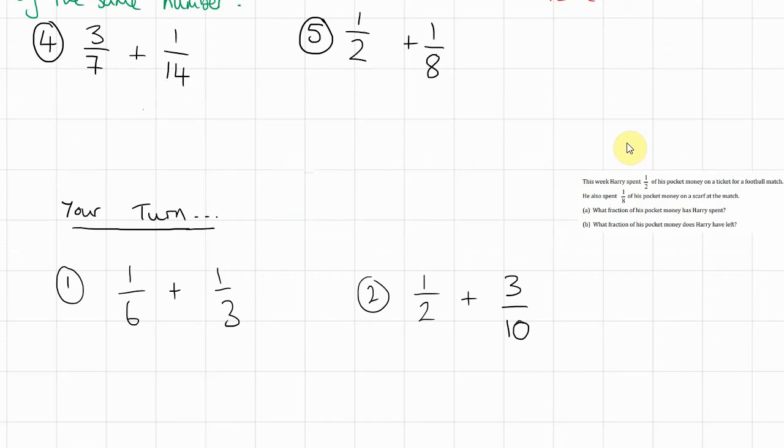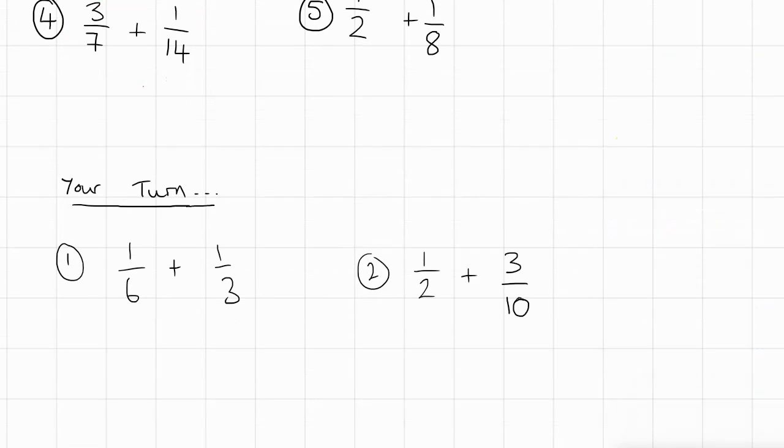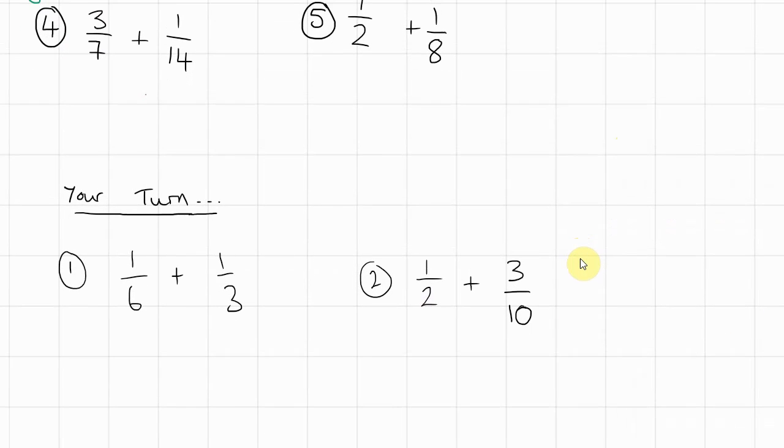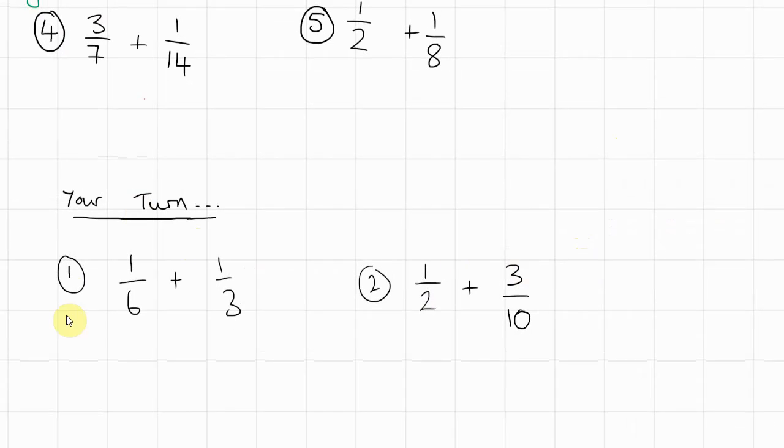Okay, and I've got 2 more examples and then some questions for you to have a go at. So maybe you want to have a pause now and see if you can have a go, or you might even want to have a go at question 4 and 5 there. But I'm going to go through them now. So, I want this 7 to be the 14, because I know 7 times tables goes 7, 14. Ah, they're common. So I want them to both be over 14.